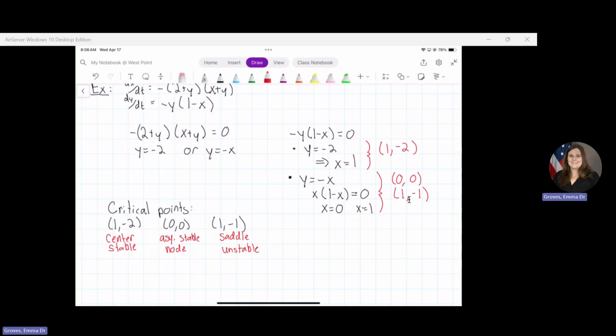Let's go ahead and look at our in-class assignment. I think it's number 4. Perfect. Let's go ahead and find the critical points for those systems and classify them.